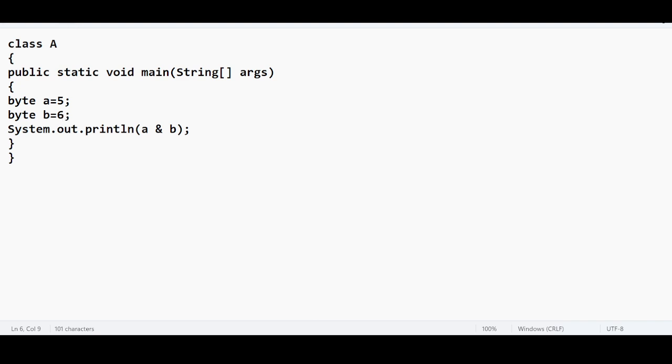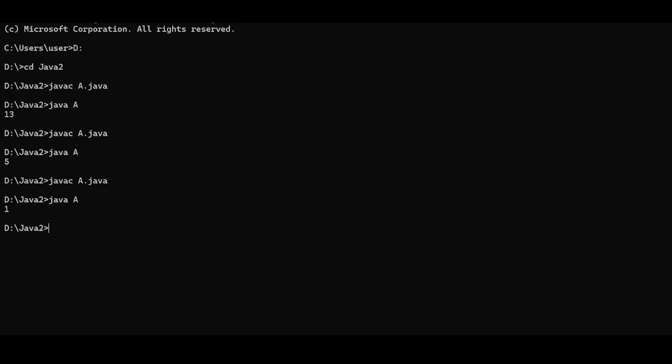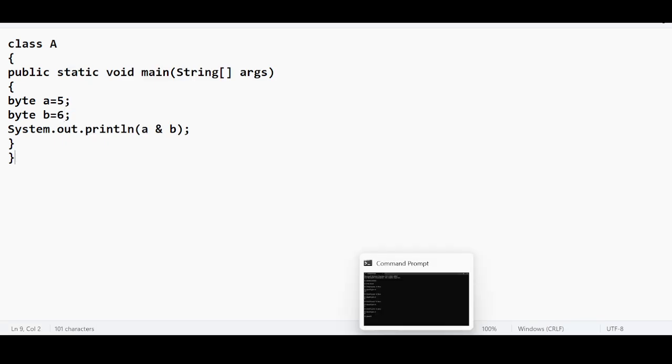Anyone? 4. 4, let's say. Yes, correct, 4. Hope you're getting this. Okay, now let us see. Let us go back and see the another table.